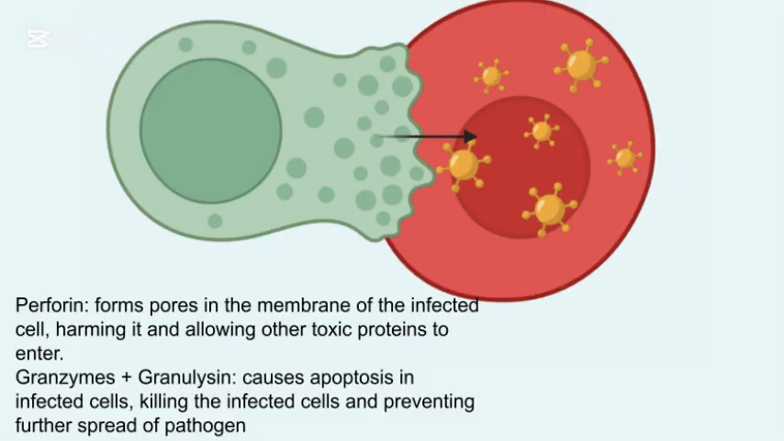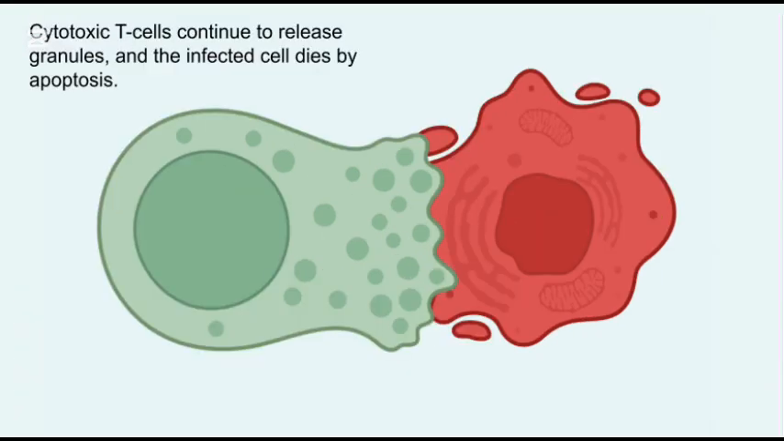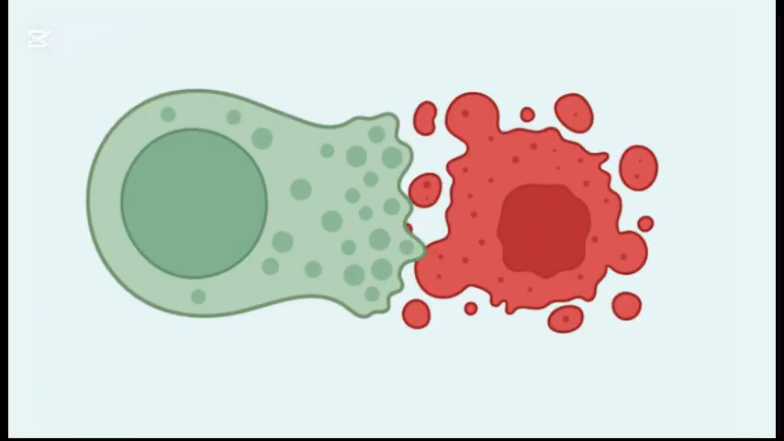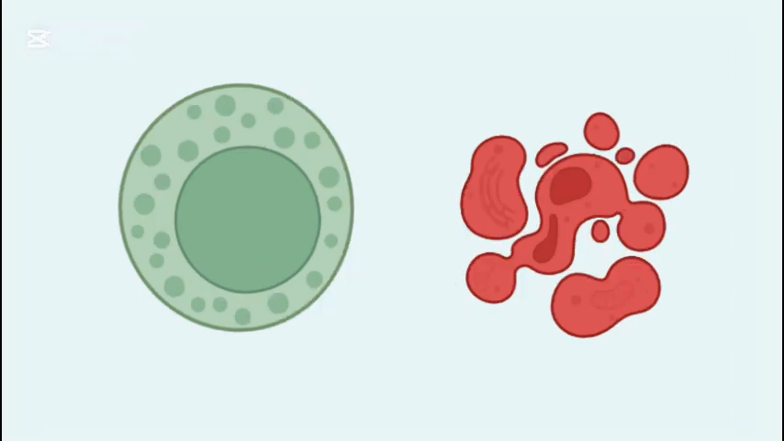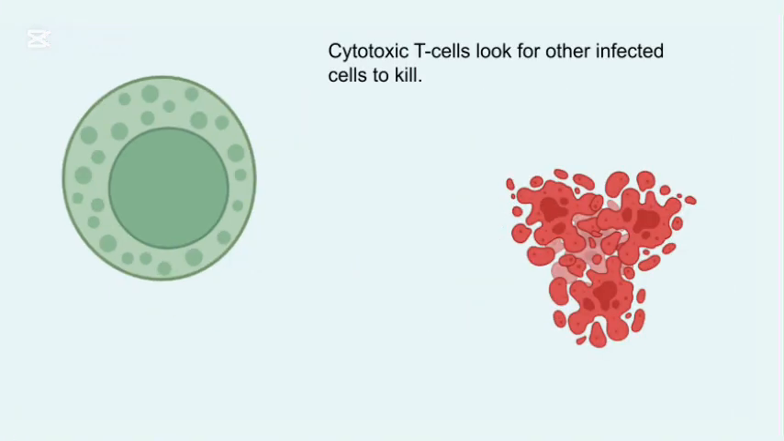There are many enzymes in the granules. Some of the most important enzymes are perforin, which forms pores in the infected cell's membrane to allow other enzymes to enter, and granzyme and granulysin, which cause a cell reaction that eventually leads to apoptosis. Apoptosis is programmed cell death. The infected cell eventually dies of apoptosis and cannot serve as a host for the pathogen anymore. The cytotoxic T cells look for other infected cells to eliminate.